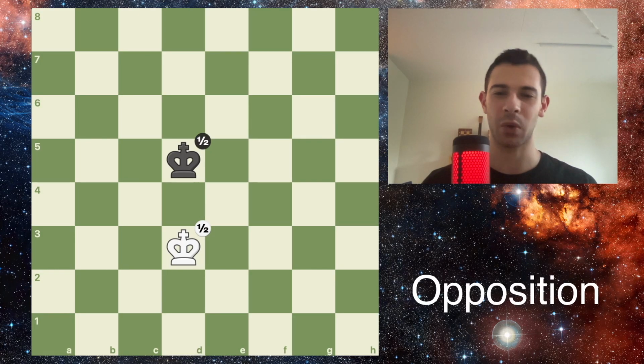Opposition in the endgame is quite an important concept. But what does opposition mean? Well, let's take this position. Now, it's black to move.